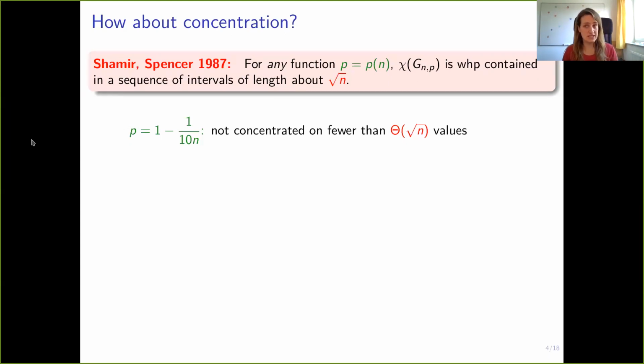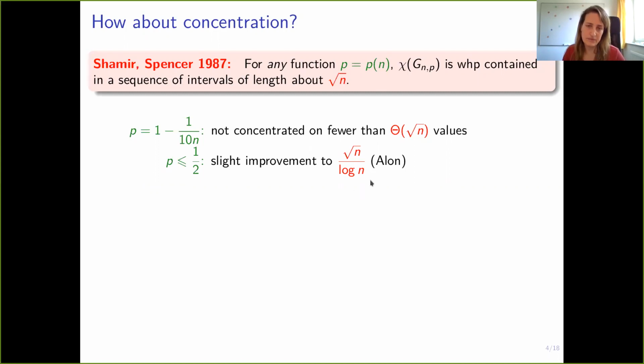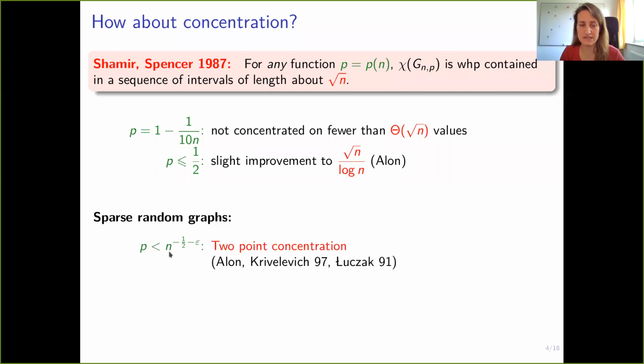But for special cases, you can improve it considerably. So first, for our favorite random graph G(n,1/2), you can improve it slightly to root n over log n. So you can get another log factor out. This is given as an exercise in the book The Probabilistic Method. But if p tends to 0 reasonably quickly, so if p is less than n to the -1/2 minus epsilon, you can improve this quite dramatically.